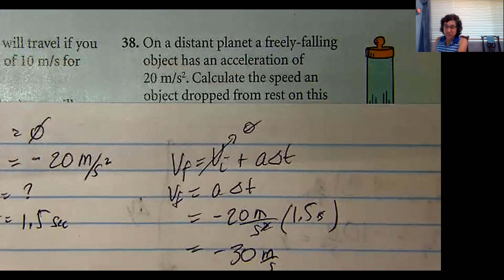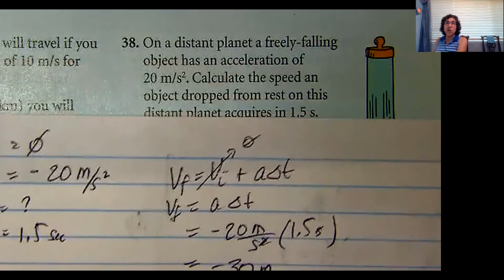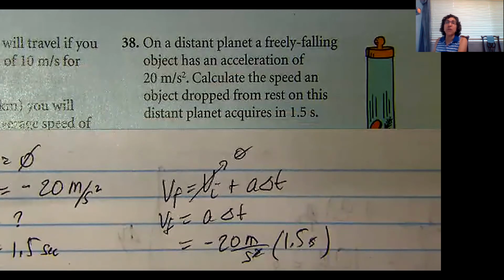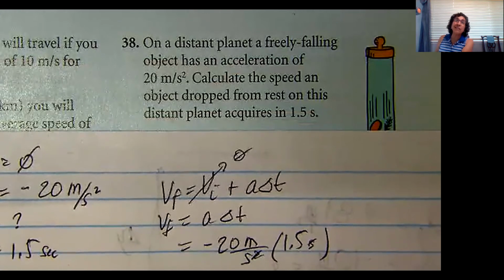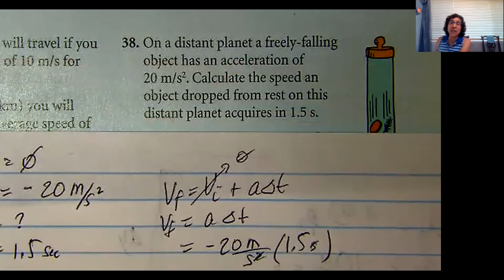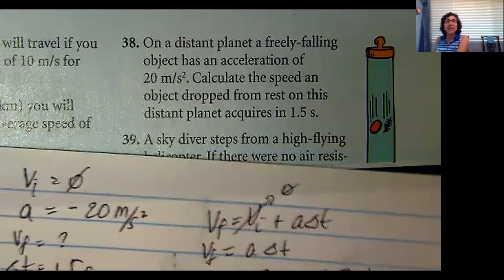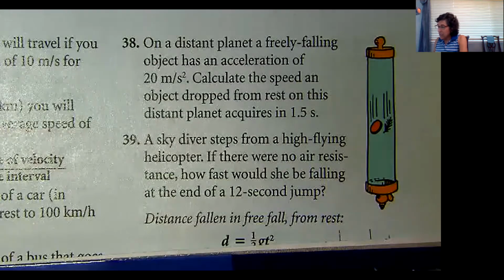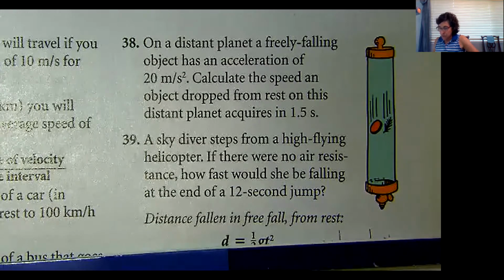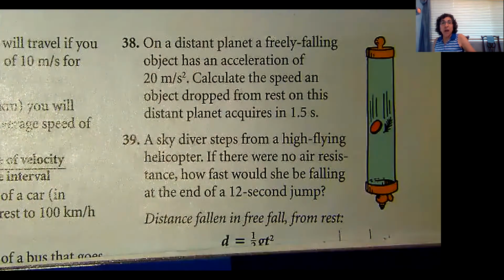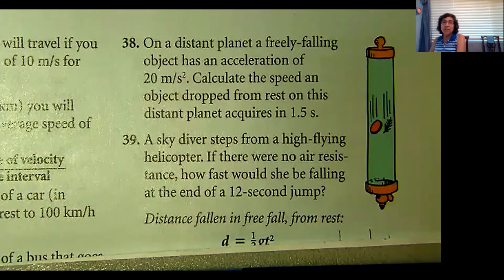Okay, very good. All right, so again, read that question more than once if you need to. The longer the question is, the more likely it's a good idea to read the question. All right, let's do the next one. 39. A skydiver steps from a high-flying helicopter. If there's no air resistance, how fast would she be falling at the end of 12 seconds jump?